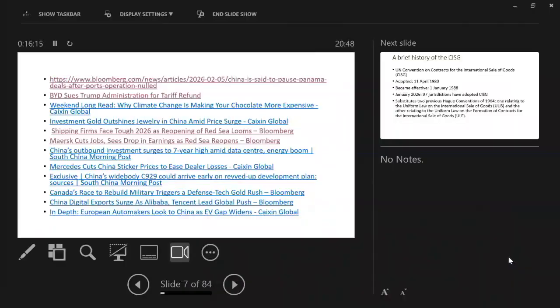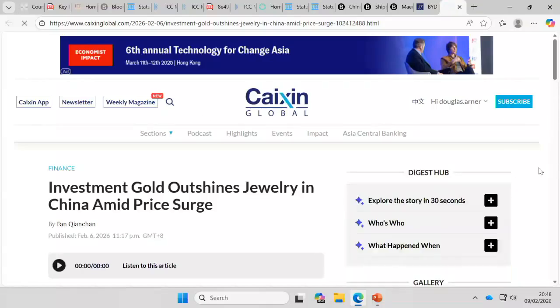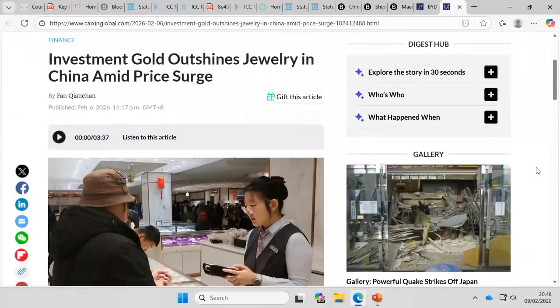And last one for the day. Investment gold outshines jewelry in China amidst price surge. Obviously, we've had tons of price volatility recently. We've talked about gold as a commodity. In other words, you buy gold because you need it for a variety of commercial processes, from making chips to making jewelry. But you also buy it as a speculative investment.